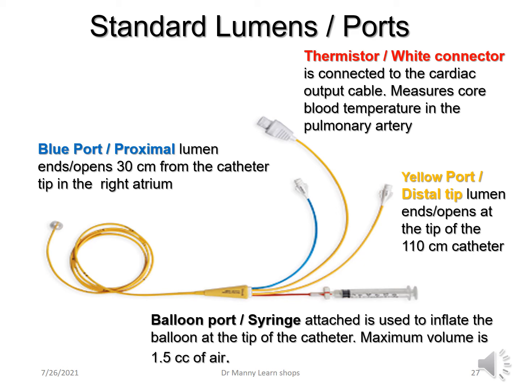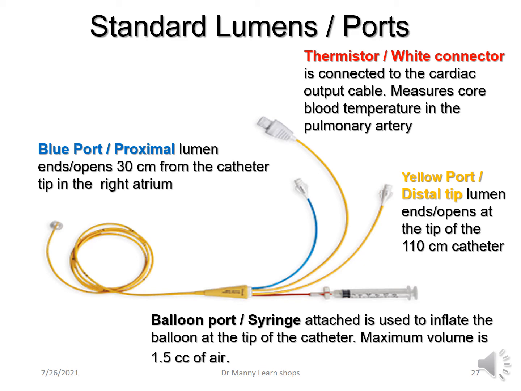So the standard lumens then, or ports if you want to call them that, are the yellow port, the distal port, which is the lumen that ends at the tip. It opens at the tip of the catheter, which means it's 110 centimetres in length from that point. Then you've got the blue port, the proximal lumen, which opens 30 centimetres from the catheter tip, and if it's in the correct position, it will open in the right atrium.